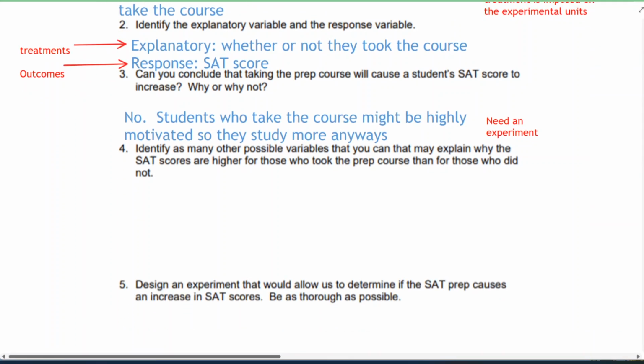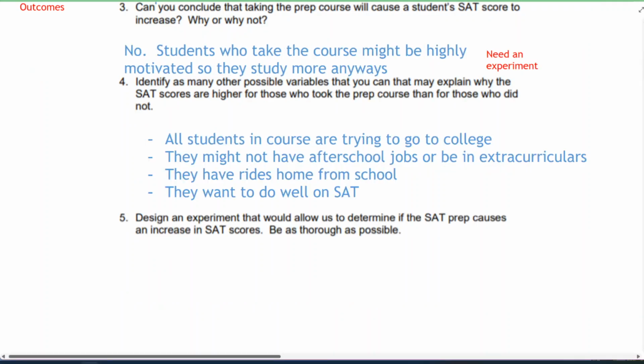Moving on. Identify as many other possible variables that can explain why the SAT scores are higher for people who took the prep class than for students who did not take the prep class. Well, here are a few.